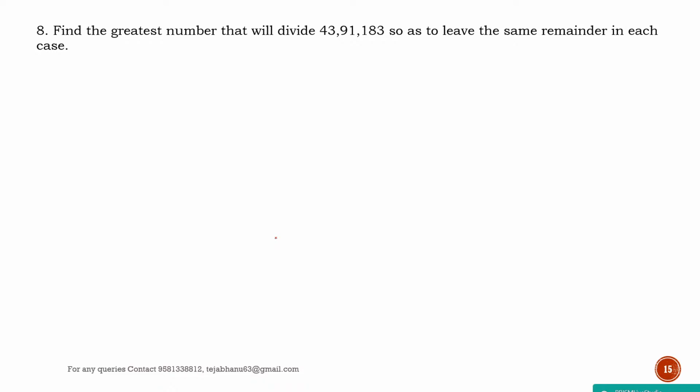Find the greatest number that will divide 43, 91, 183 so as to leave the same remainder in each case. This is a question from LCM and HCF. He asked about the greatest number. The greatest number is nothing but HCF, or it can be called GCD, greatest common divisor or highest common factor. Both are the same, no doubt about it.